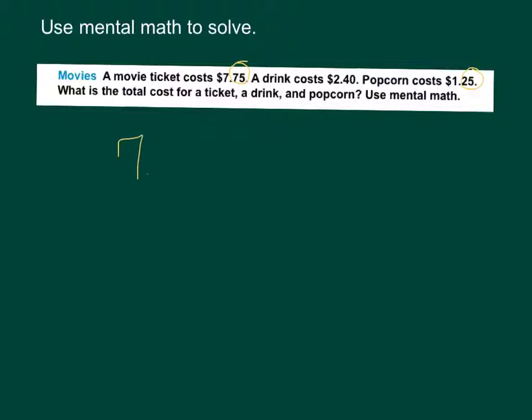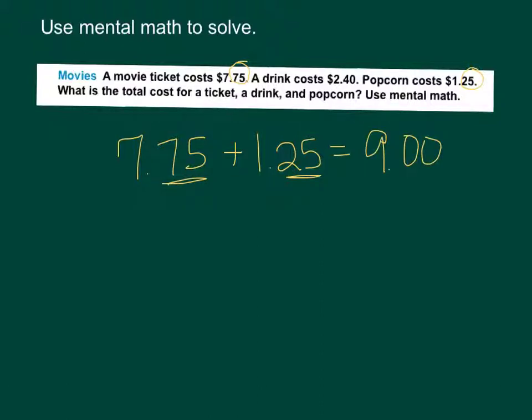Okay, so I'm going to add in my head $7.75 and $1.25 first, and I get $9. Now we have $2.40, and that is very easy to combine in my head. So it's going to cost $11.40. Okay, so that's using mental math.